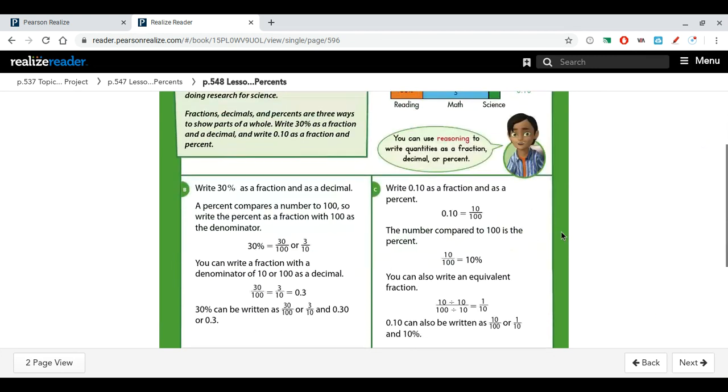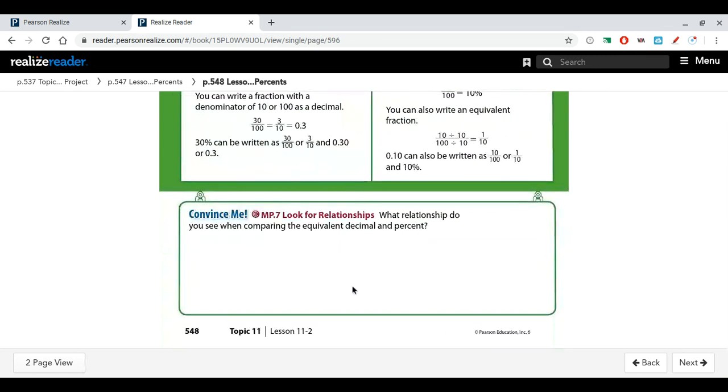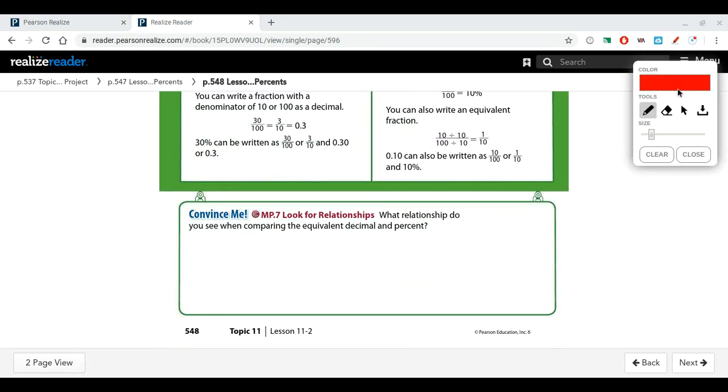All right, so if we move down to the convince me, it says, what relationship do you see when comparing the equivalent decimal and percent? So if I compare 10 hundredths and 10%, what do I see as the equivalent? Okay, so we already answered this question. They represent the same value.